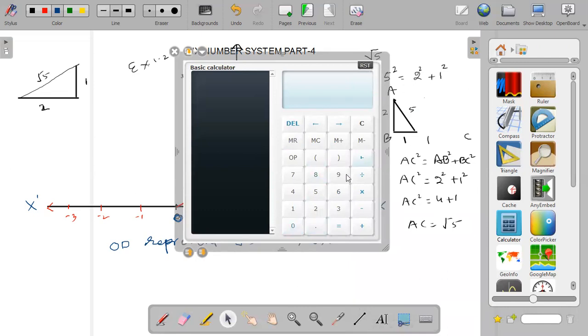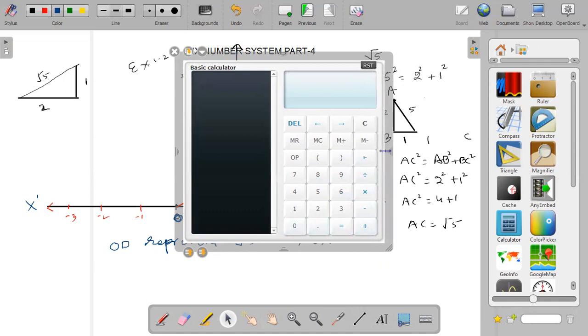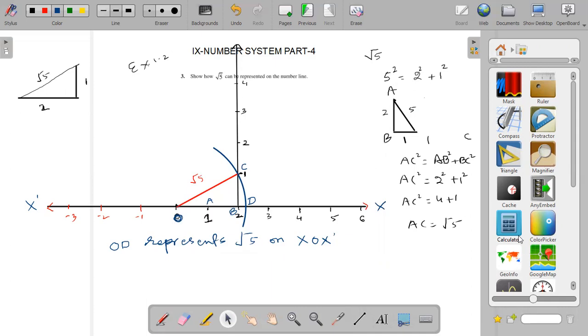We can check if we have root. No, there is no root in this calculator. This is a basic calculator. Okay, so you can check, if you find the root of 5, 2 point something will come. That shows that you can represent easily the root 5 on the number line directly. This is the way how to represent under root 5 on the number line.